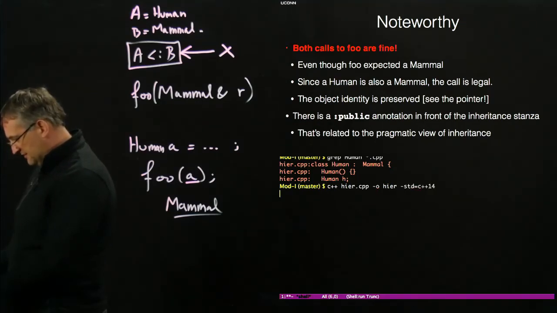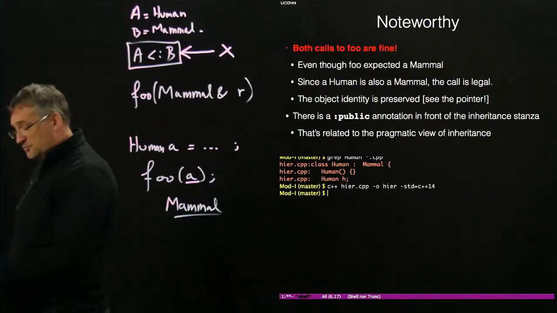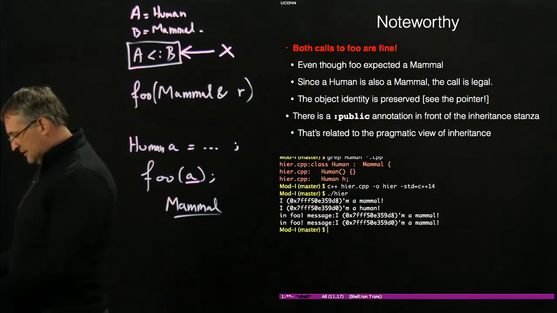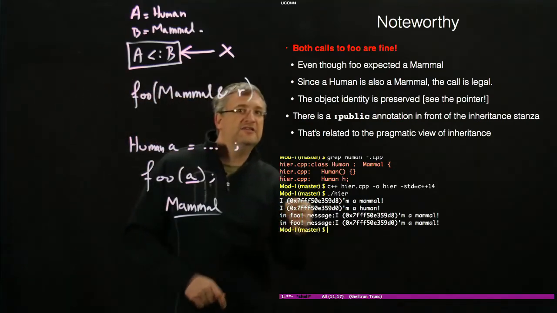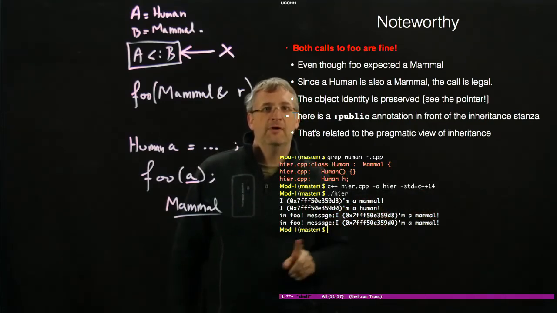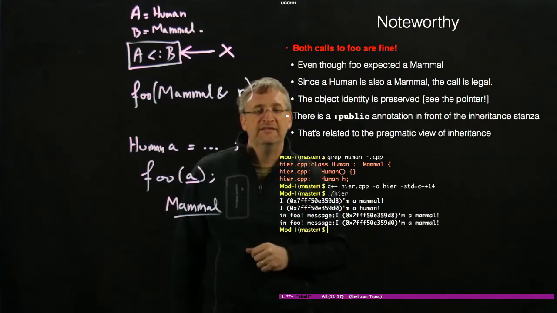using the C++ standard 14. And as you would expect, no complaint whatsoever. So now I can actually run it. And what do I get? I get this message that says, I'm, and you see an address, a mammal. You see, by the way, that the address ends in 359D8.